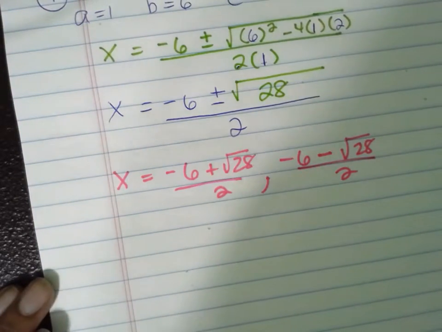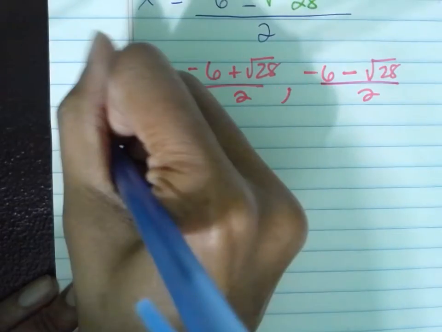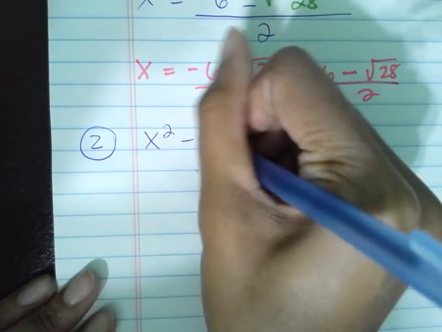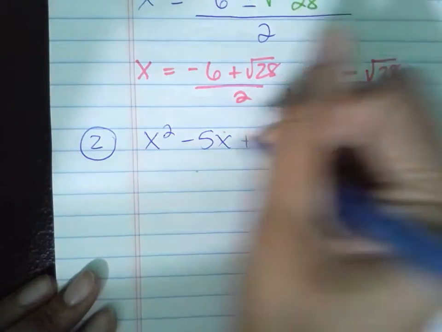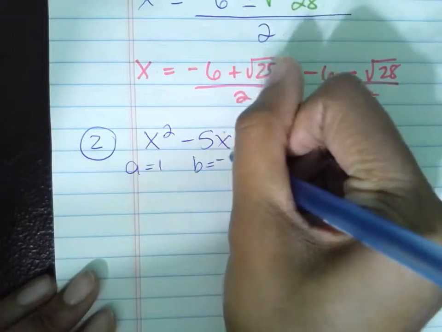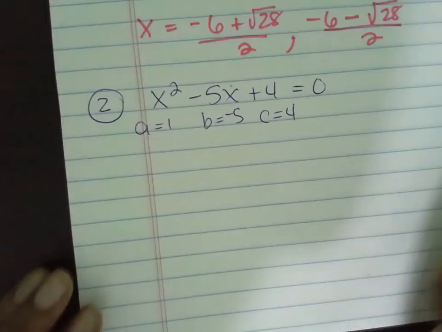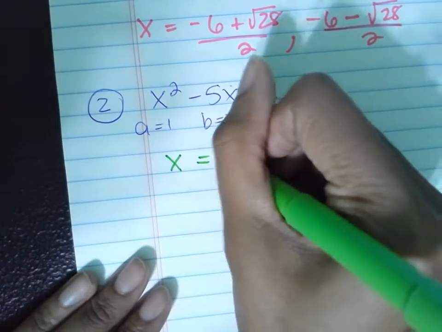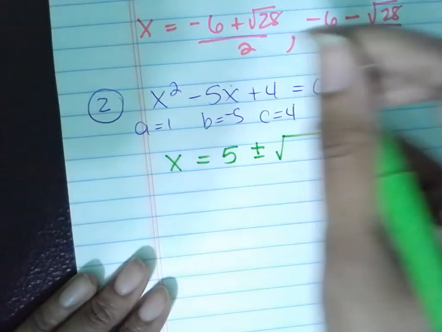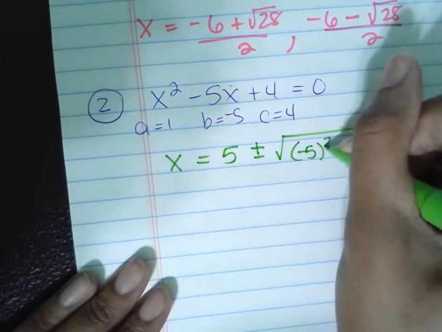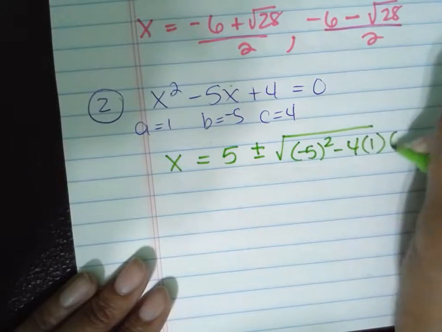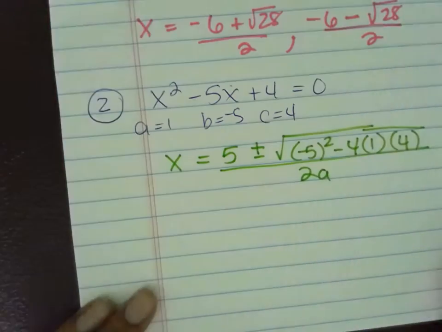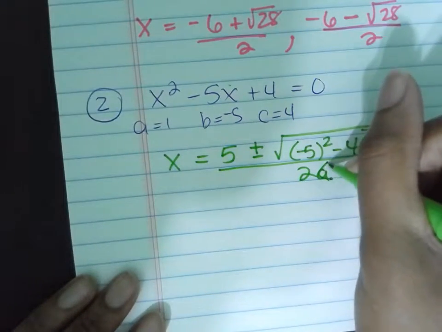All right, let's go ahead and do the next one. Keep that quadratic formula in front of you. We have x squared minus 5x plus 4 equals 0. A equals 1, b equals negative 5, c equals 4. All right, let's go ahead and do the formula. So x equals opposite b plus and minus radical b squared minus 4ac all over 2a. 2 times 1 here, 2a, so 2 times 1.